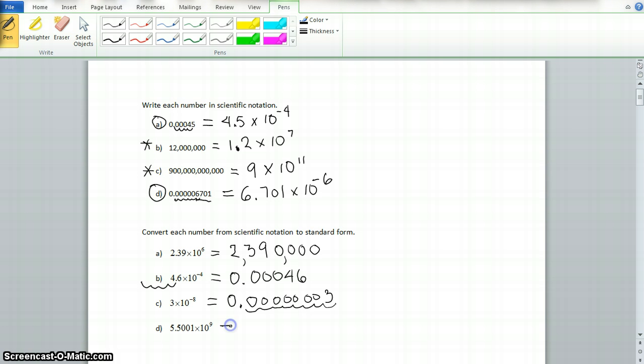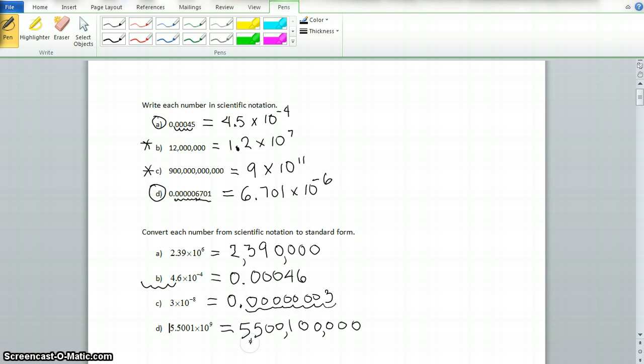Part D should be a large number. If you see the first part of scientific notation, 5.5001, it doesn't matter how many decimal places come after your decimal point. I still have to move that decimal 9 places to the right. 1, 2, 3, 4, in front of the 1. Let me write all those digits down: 5, 5, 0, 0, 1. It started here, 5.5. 1, 2, 3, 4, 5, 6, 7, 8, 9.